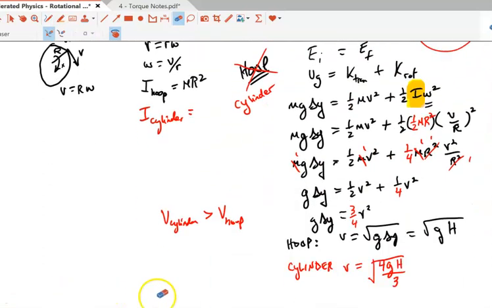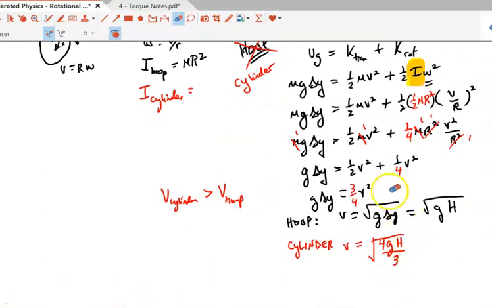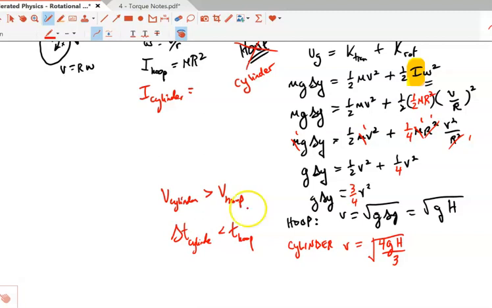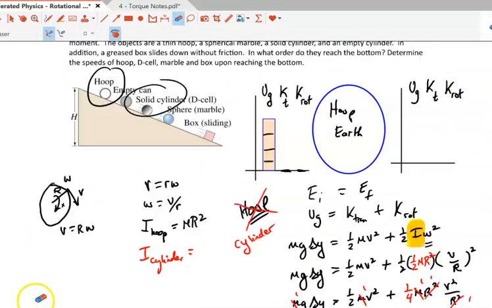I hope that you realize that the speed of the cylinder is faster than the speed of the hoop. And that means that the time it takes the cylinder to go down is going to be shorter than the time it takes for the hoop. Now, how do you explain that besides just looking at the equation and deriving it? My feeling is to take a look at an energy bar chart. Perhaps at the beginning, they both have the same potential energy because they have the same mass and height. And they both lose all the potential energy and get down to the bottom.